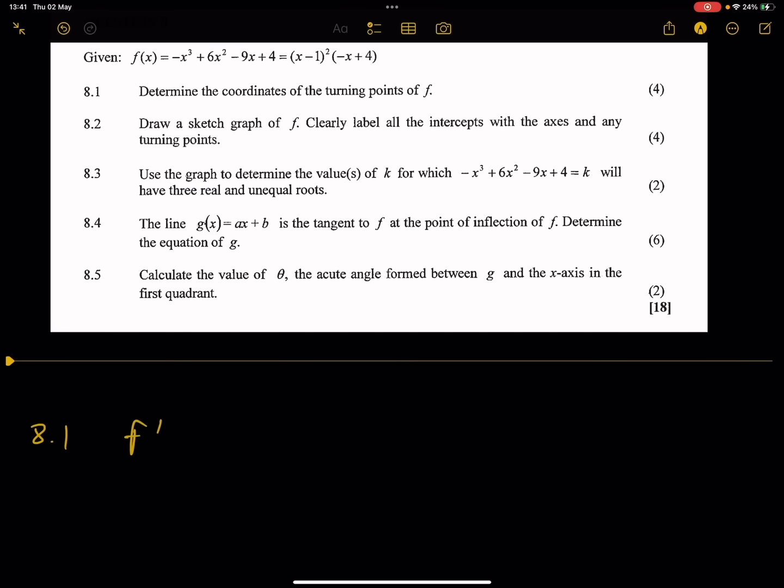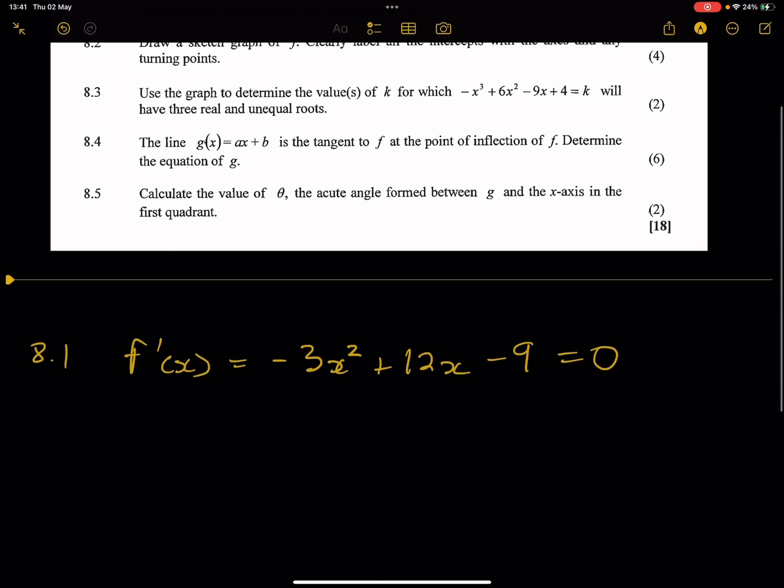So remember, for the turning points, we take f prime. So this is going to be minus 3x squared plus, this is 6 times 2, which is 12x, minus 9, and this is equal to 0. Right, we can actually divide every term by negative 3. I think that should be fine. So we'll get x squared minus 4x, please be very careful, plus 3. Okay, this is going to be equal to 0.